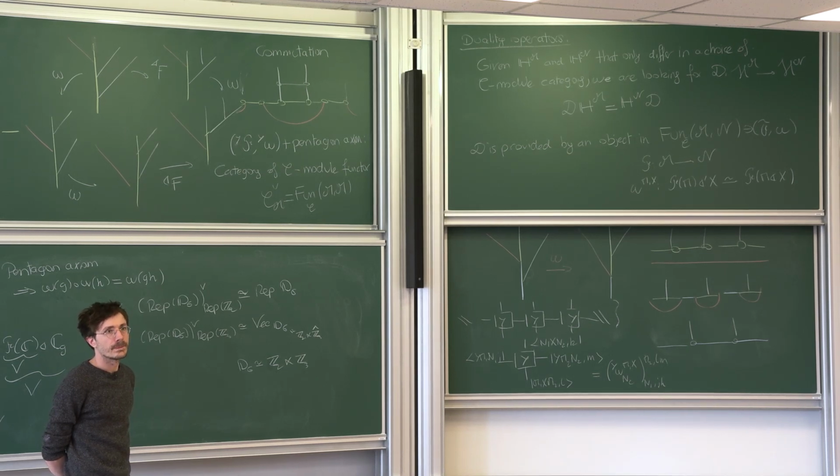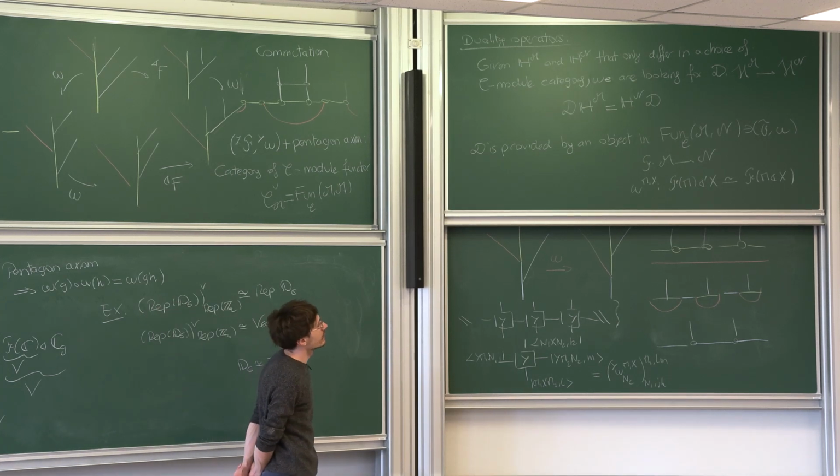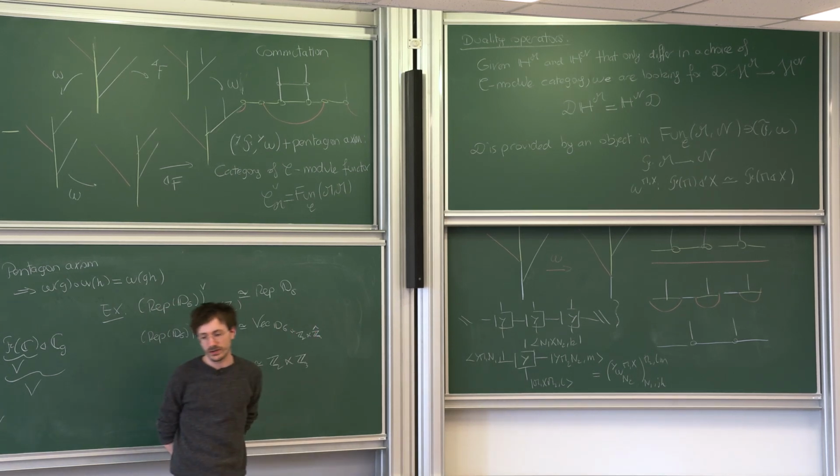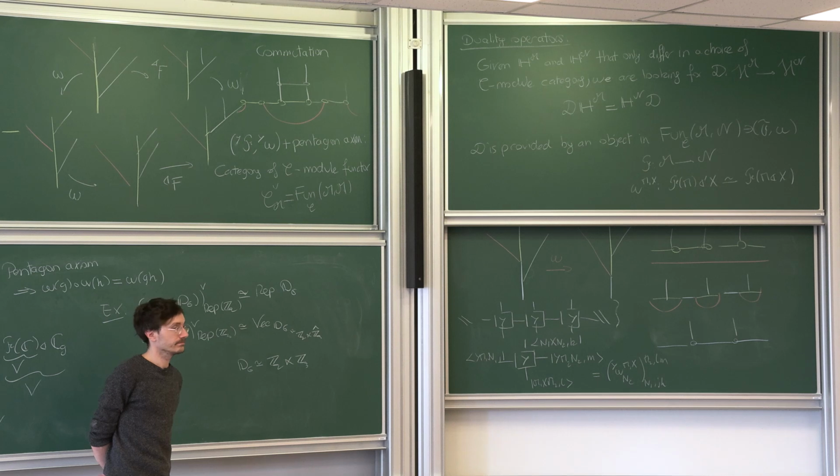So for Ising, for example, you can force the duality to be a symmetry. Okay, I see what you mean. So yeah, that's for instance what happens for Ising. You have a duality which happens to be a self-duality.